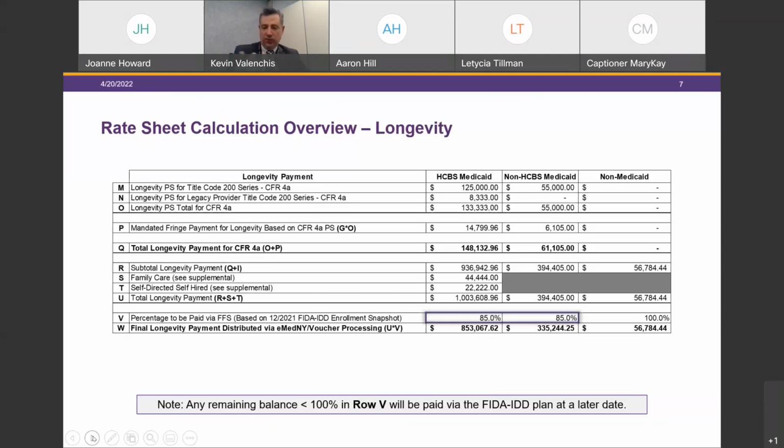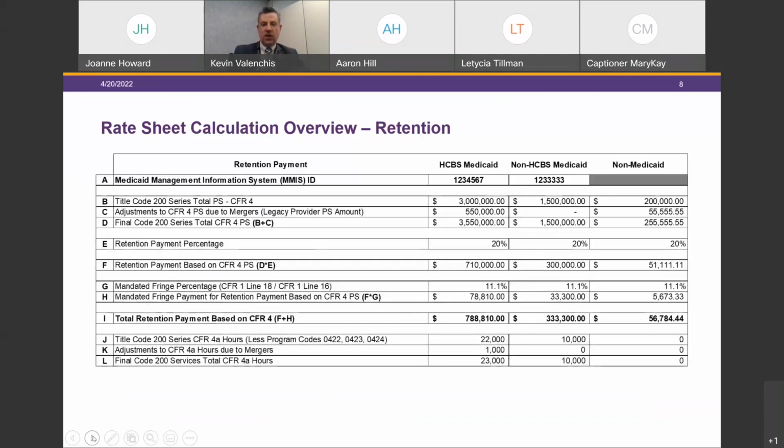So now we'll just talk for the next few minutes about the retention payments, and we'll jump into the supplemental rate calculations. Okay, so this is the overview of the retention payment. It's identical, okay? So I'm not going to spend as much time going through this. It's the same calculation. You can see up through L is the same dollars, the same hours, the same everything that we have provided. Next slide, please.